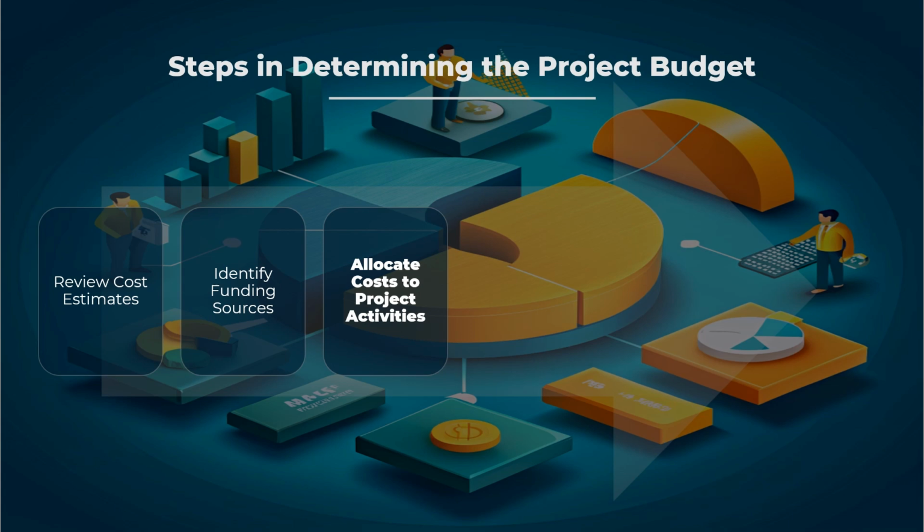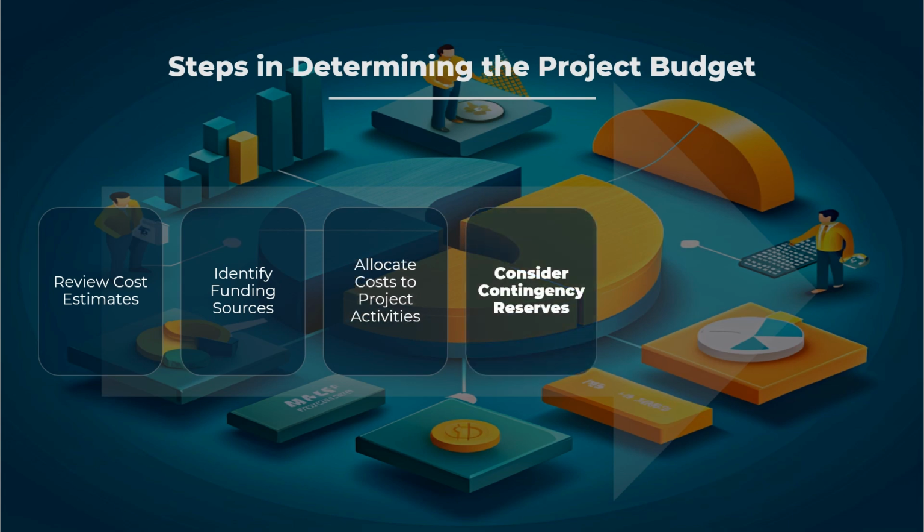Allocate costs to project activities. Distribute the total budget across different project activities based on their requirements and priorities. Scenario: in a construction project, allocate costs to activities like site preparation, material procurement, and labor. Consider contingency reserves. Allocate funds for unforeseen expenses and risks to ensure financial stability in case of unexpected costs. Scenario: in an IT project, set aside a contingency budget for potential technical issues or additional resources.